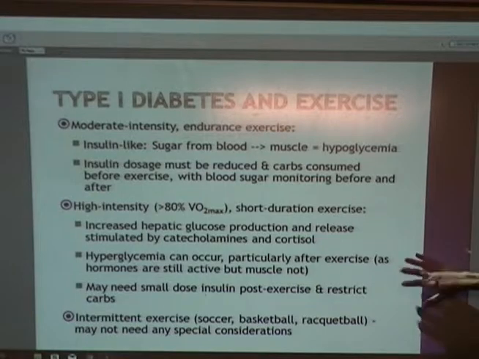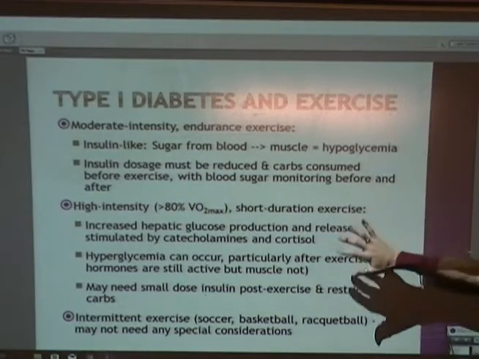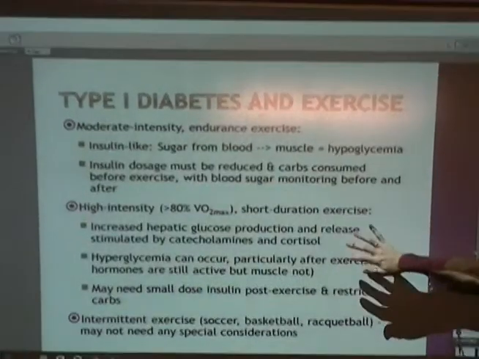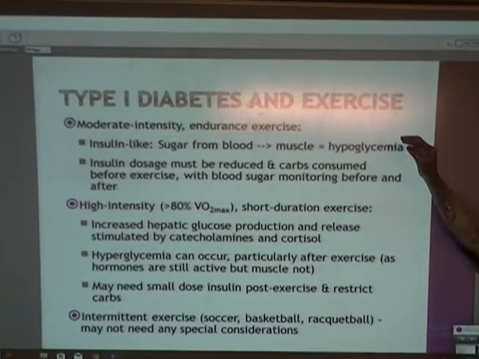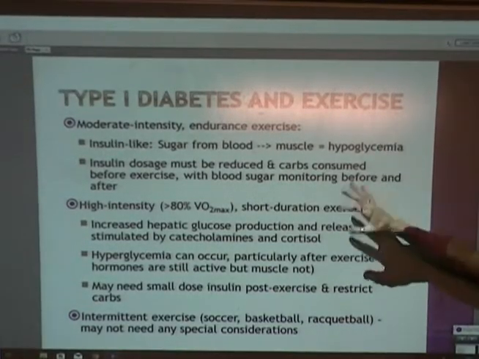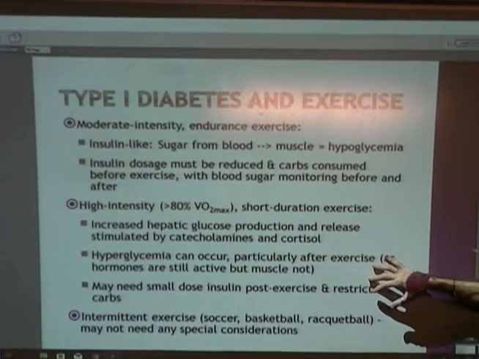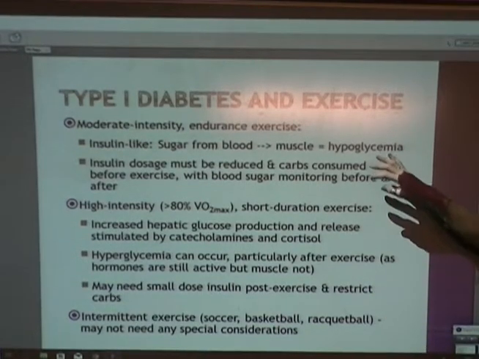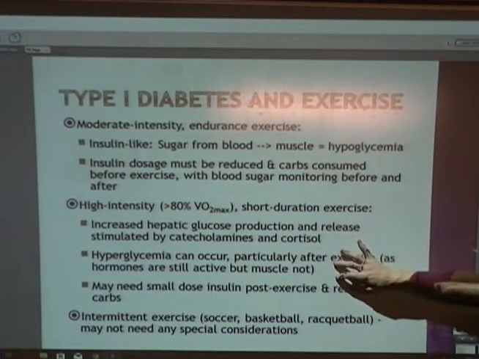So it's very different depending on what type of activity you're doing with them as to whether or not they need to have additional carbs or less carbs, right? Do they need less insulin or a little bit more insulin, right?